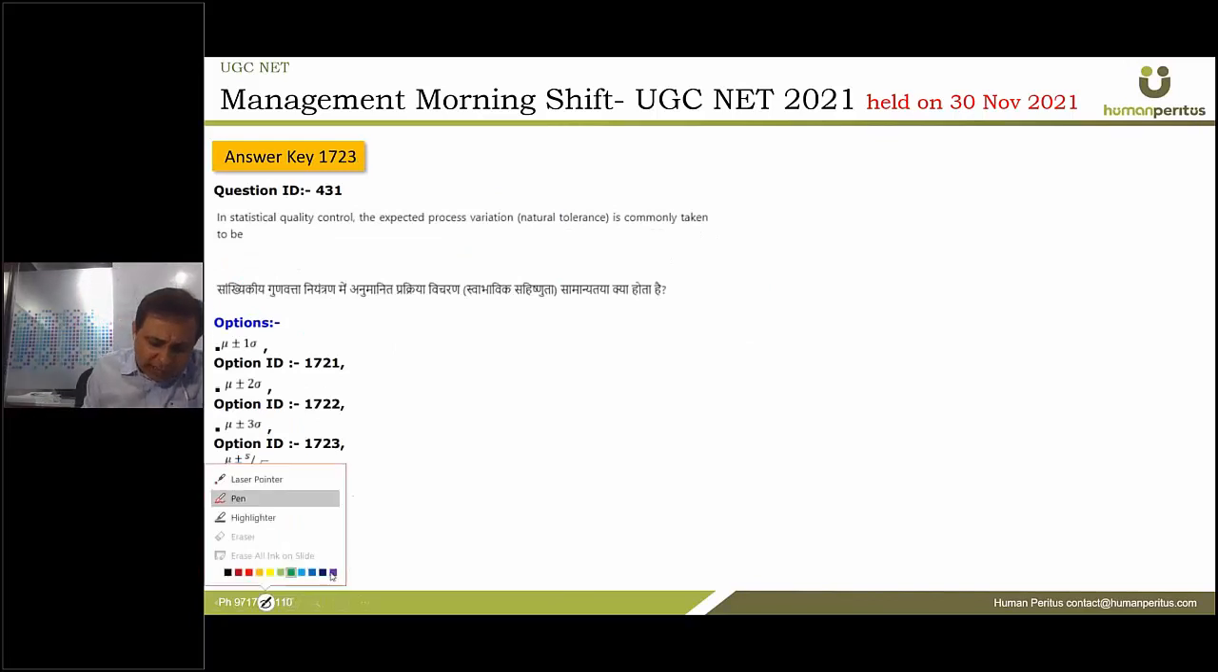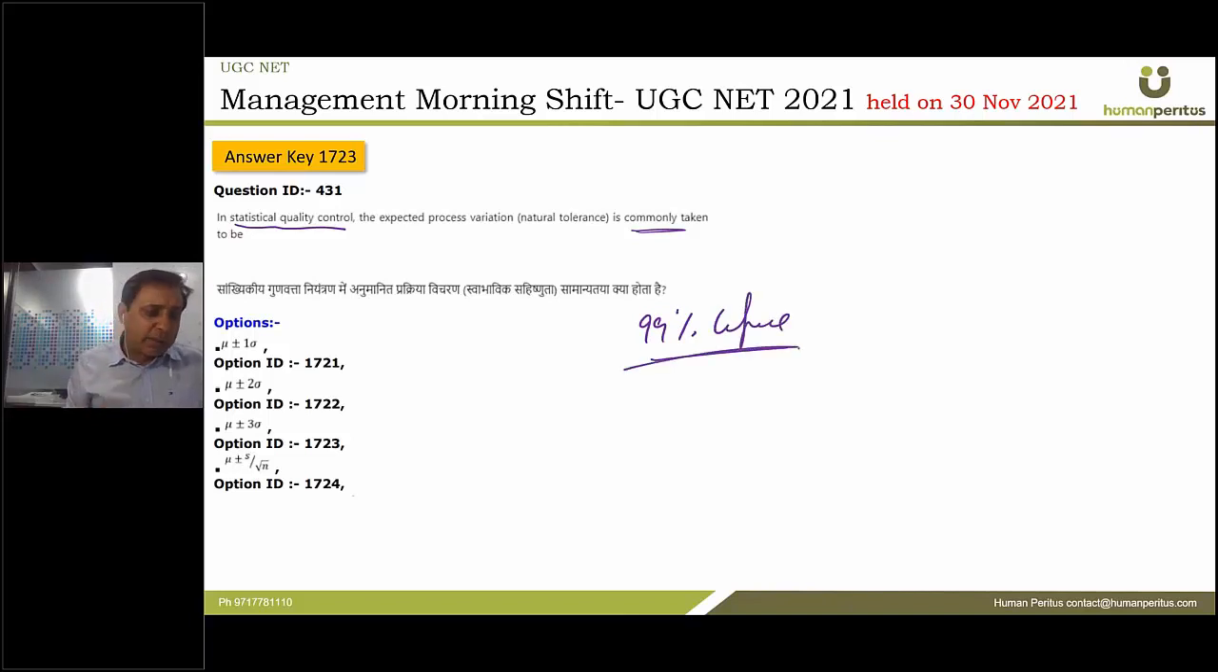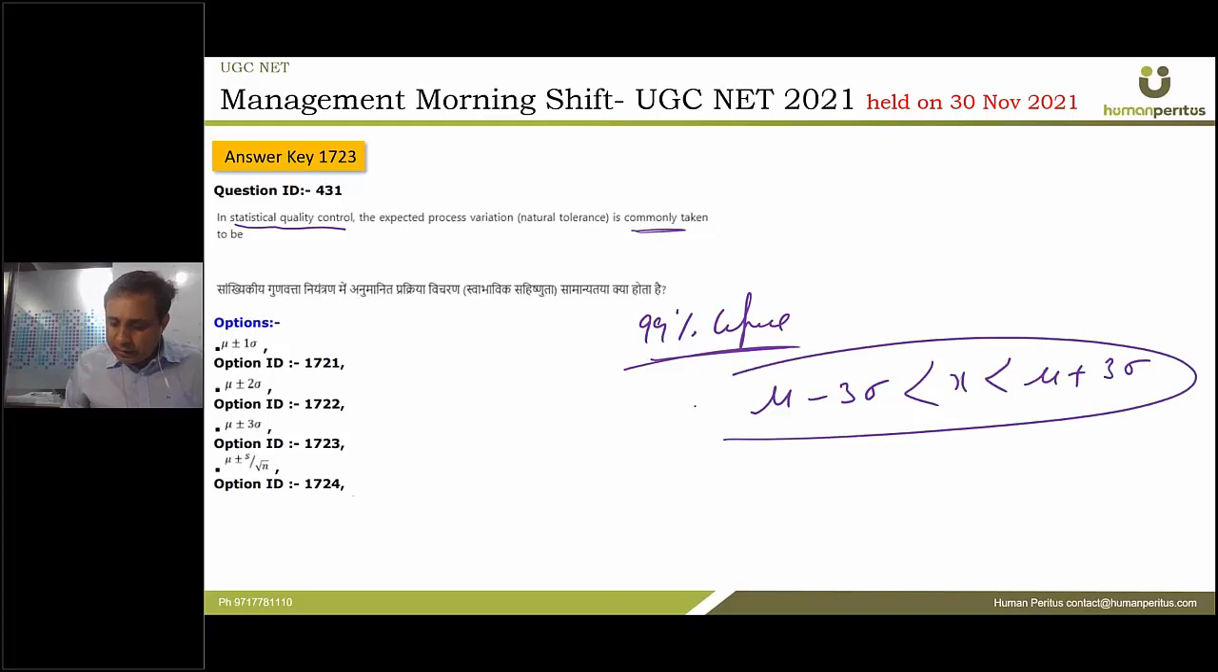Next one. In SQC, which is statistical quality control under operations management, expected process variation is commonly taken as... how much do we take? We take 99% confidence level. At this 99% confidence level, your values are plus minus 3 sigma. So values are from mu minus 3 sigma to mu plus 3 sigma at 99% confidence level. Therefore, your correct answer will become mu plus minus 3 sigma, which is option 3.